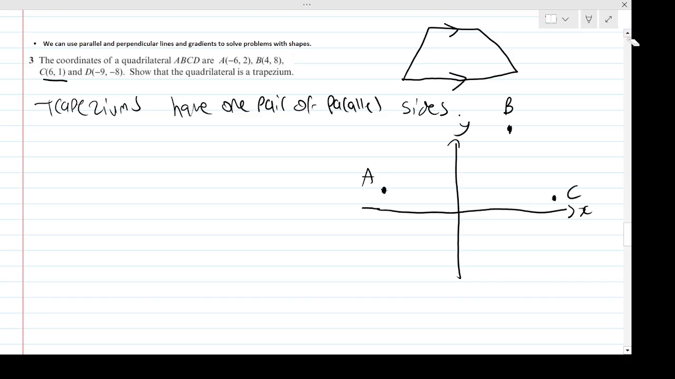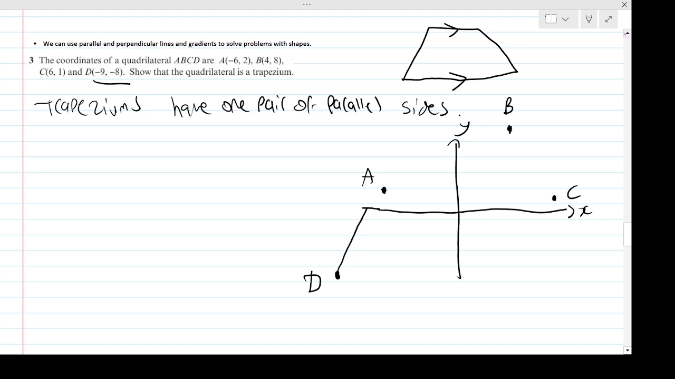Then D is -8, -9, -8. So that's going to be all the way down here, right? And that would be point D, okay? Okay, well then let's draw what the shape would look like. Let's connect the points together.